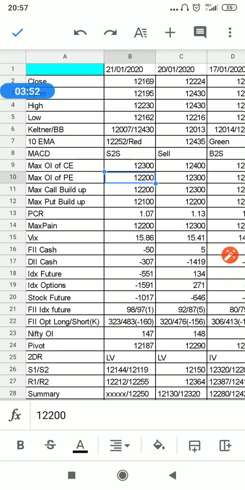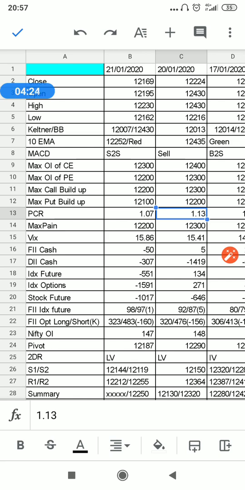Maximum put was at 12,300 and now it has come to 12,200. So the support has also come down, and today the highest writing was seen at the level of 12,200, and yesterday it was 12,300. People are writing lower level calls, which is negative. Yesterday people were writing 12,200 puts, and today they have started writing 12,100, where the maximum put buildup is. So again the support is coming down.